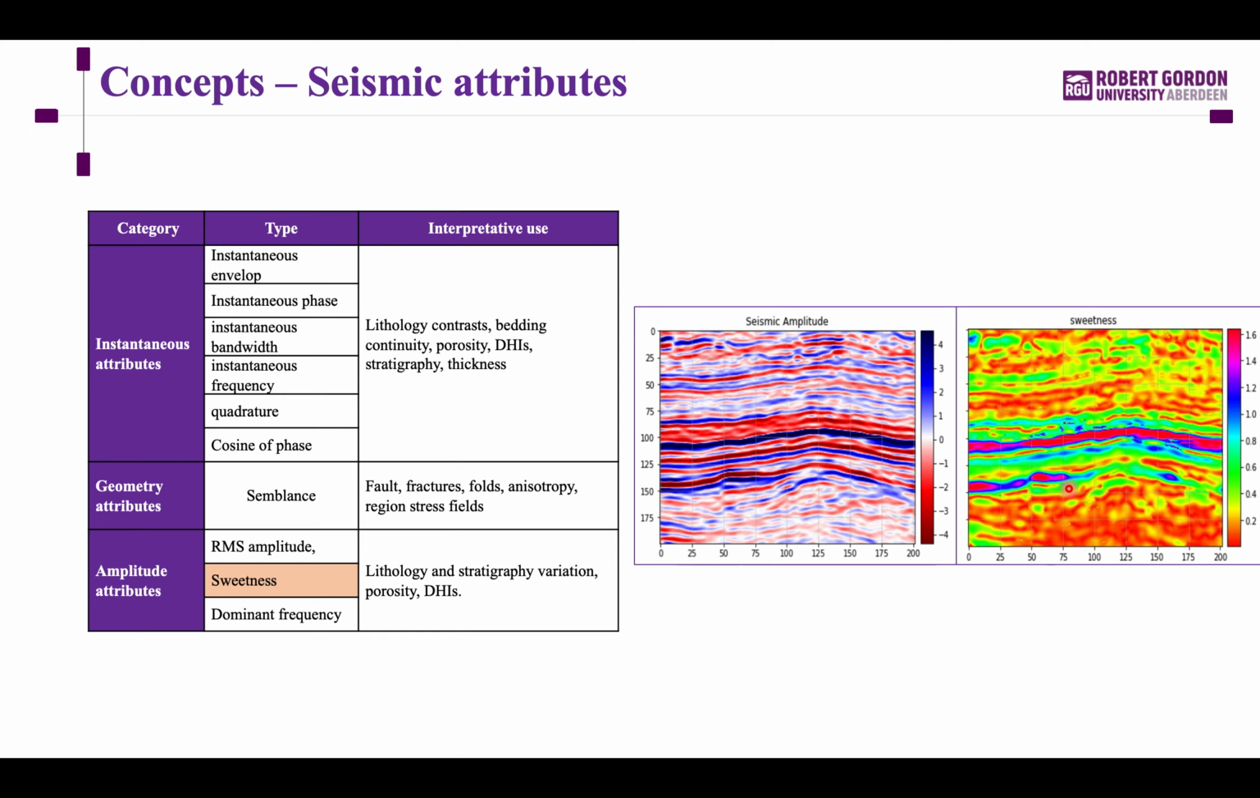The third attribute I want to highlight is the sweetness, which is calculated by using the envelope attribute divided by the dominant frequency. This attribute is mainly used for lithology and also for porosity and stratigraphy variations. We can see here the dominant colors in the reservoirs and also some pore areas.